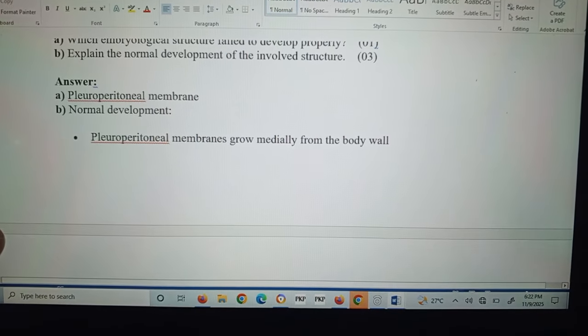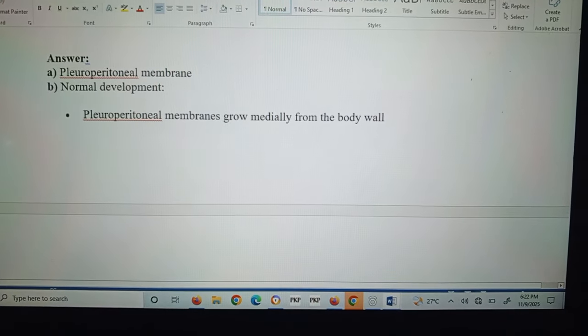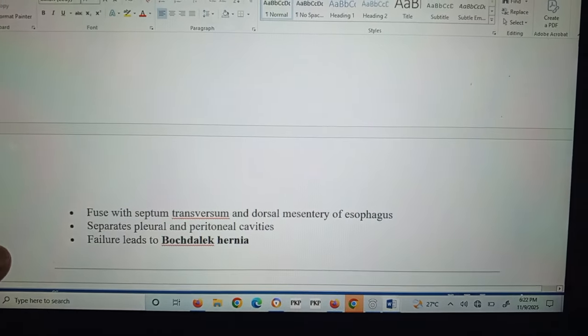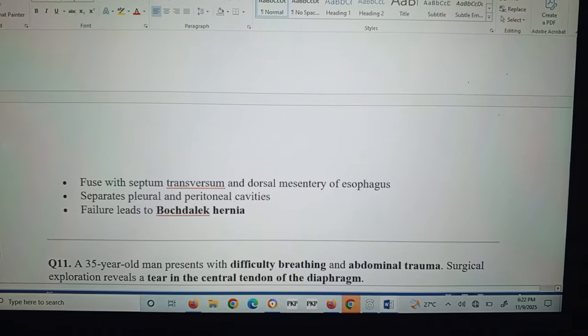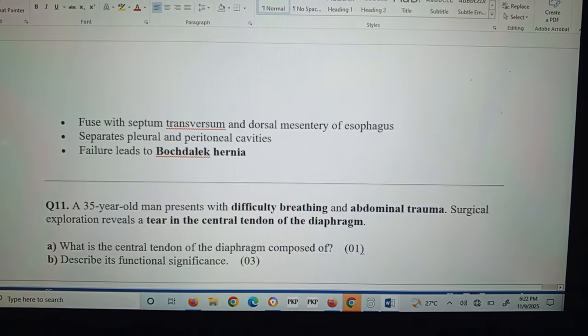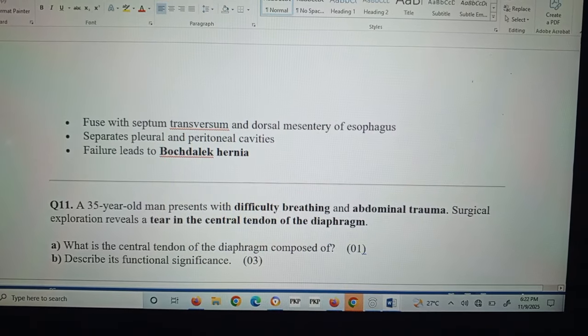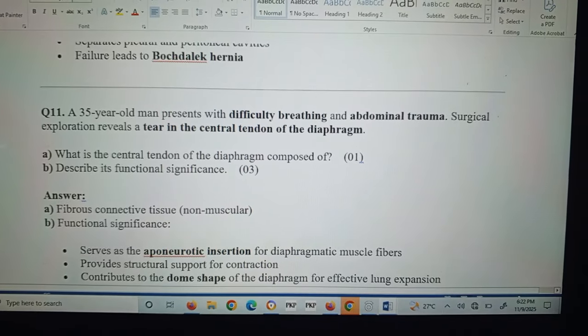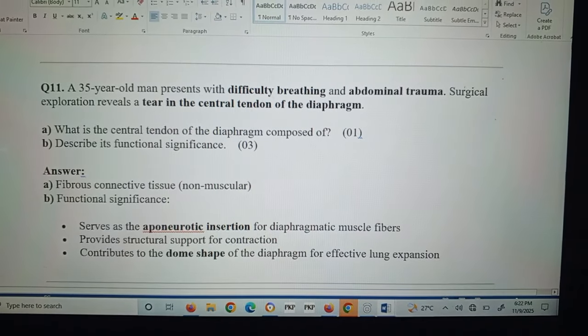Answer is pleuroperitoneal membrane. Normal development: the pleuroperitoneal membrane grows medially from the body wall. It fuses with the septum transversum and the dorsal mesentery of the esophagus. It separates the pleural and peritoneal cavities. Failure leads to Bochdalek hernia.